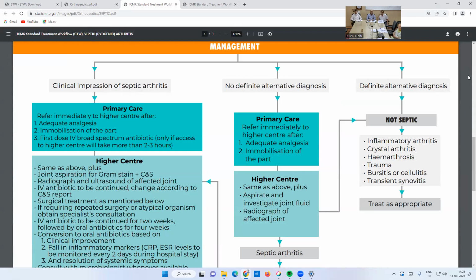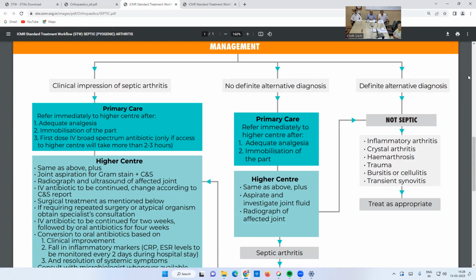Because in the higher center, the first thing we do, other than giving adequate analgesia and immobilization of the part, is taking the aspirate of the joint. So these are the important things. One must learn that antibiotic should only be given if you have a certain time period. Otherwise, there is no need of giving any antibiotic, because once we start antibiotic, there are chances that the subsequent culture will come negative.